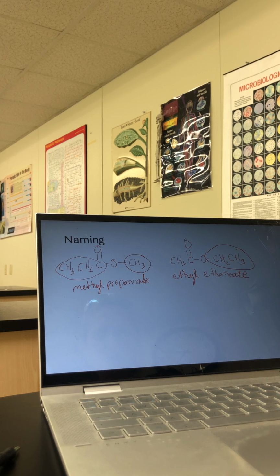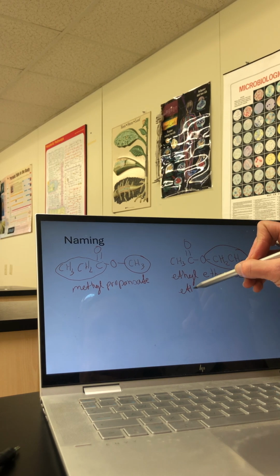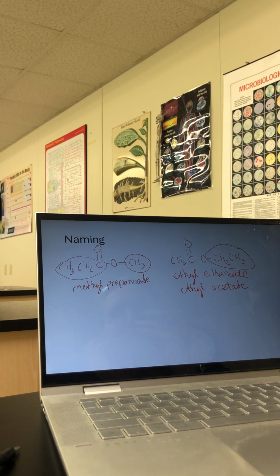So another name that they use for this molecule is actually ethyl acetate. So I don't know if you guys remember last year in your chemistry, and even on the back of the periodic table I gave you guys, there is an acetate ion. Okay, so that's part of where the name comes from. But ethyl ethanoate and ethyl acetate are actually considered the same thing.